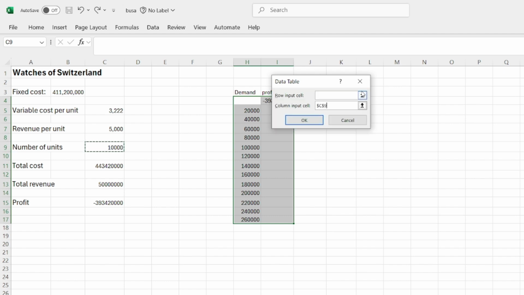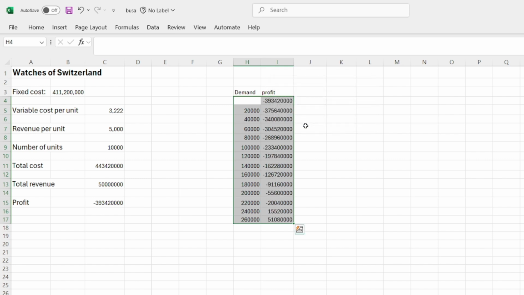and click OK. You can see that when the demand increases by 20,000 units, the profit also increases by around 36 million, which is not really sensitive. And also, the business experiences a loss until they got 240,000 orders.